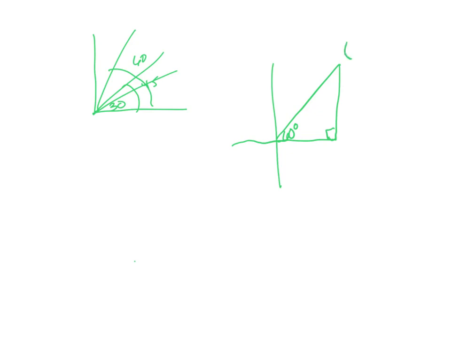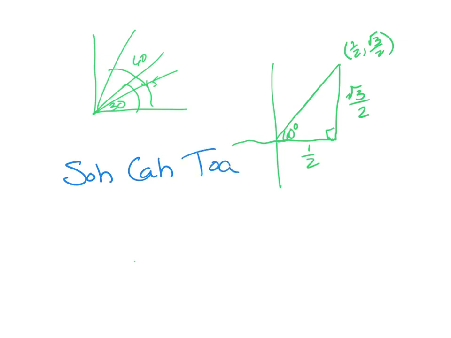Remember the point here was 1/2, root 3 over 2. Everybody with me? We know that this side is 1/2 and this side is root 3 over 2. That's the sine and the cosine of those angles. Why is that? I know you all remember SOHCAHTOA. Well, you remember that part, but now you've got to remember what it all means.